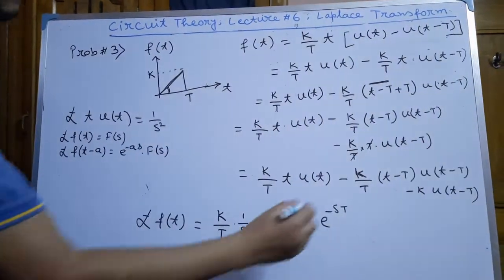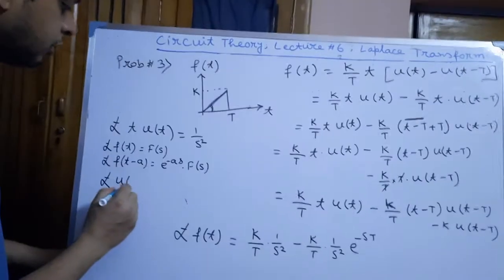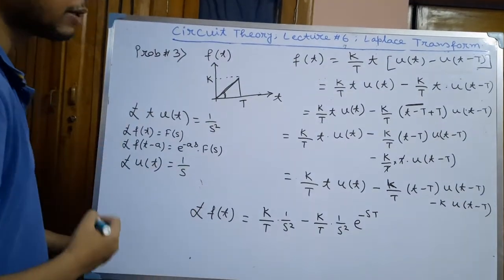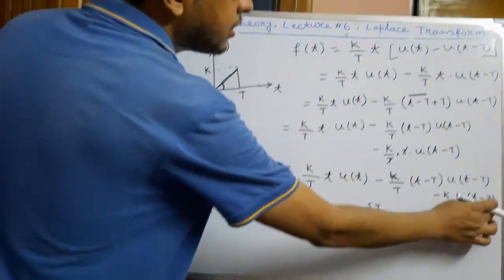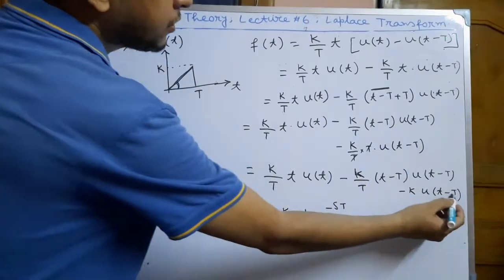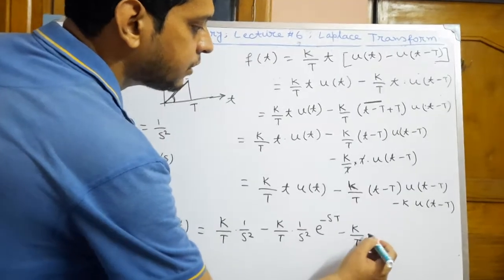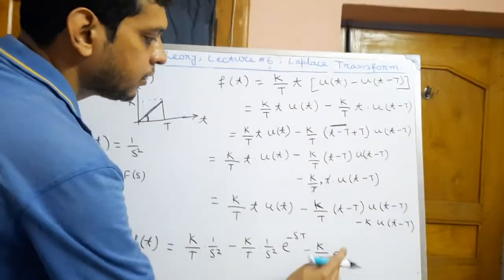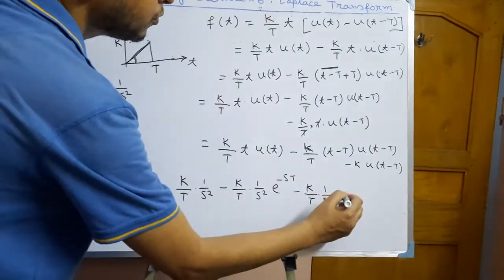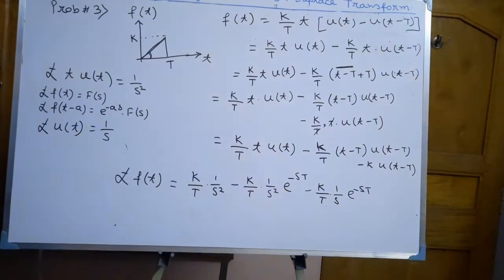Okay. Now we all know that the Laplace transform of u(t), or unit step function, equal to what? 1 by s. This is a delayed unit step function and the amount of delay is T. So this is equal to k by T into 1 by s into e to the power minus sT. Okay.